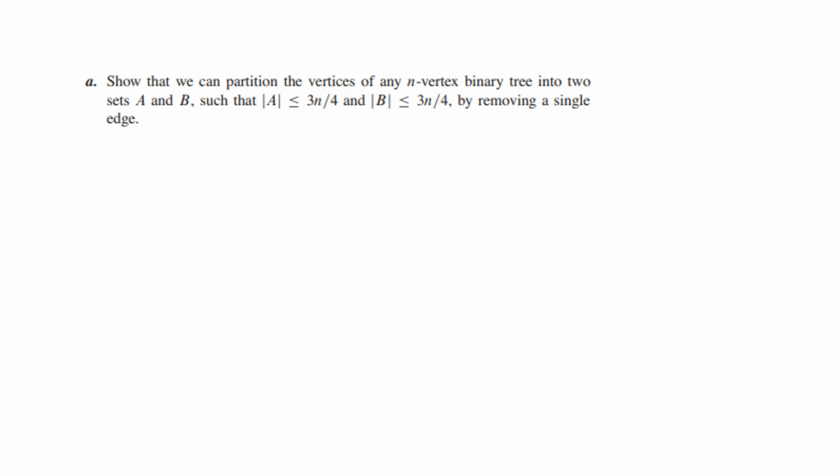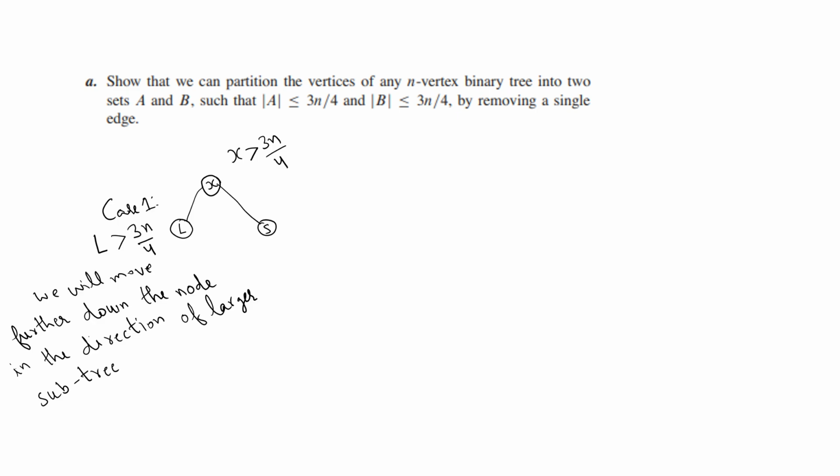Now to prove part A, let's assume that we are traversing down the tree, and we are traversing down from a node with size x. By size I mean the number of all the nodes in the subtree rooted at that node. So if we are traversing down from x to L, L is the larger subtree, such that x is greater than 3n by 4. We haven't found a node which is bigger than 3n by 4. So we are traversing down from x to L.